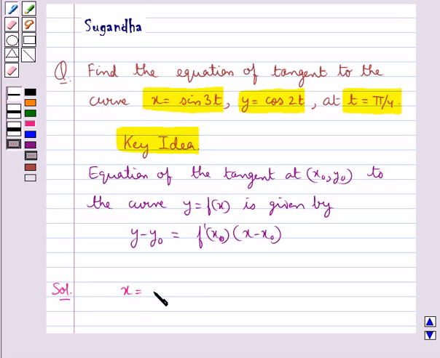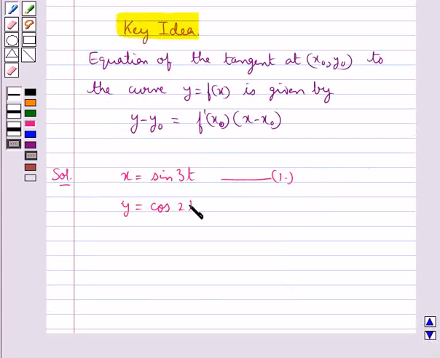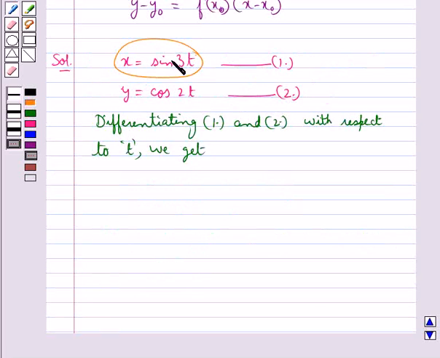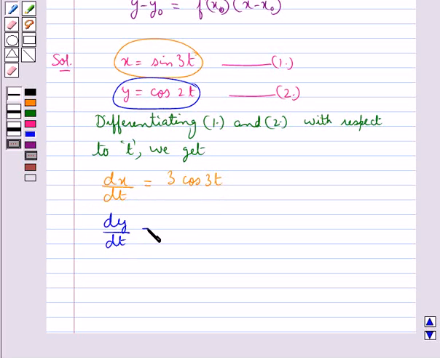Now the given curves are x equal to sin 3t, let this be equation 1, and we have y equal to cos 2t, let this be equation 2. Now in the next step, we have differentiating the equations 1 and 2 with respect to t, we get, that is, on differentiating this equation x equal to sin 3t, we have dx upon dt is equal to 3 cos 3t. Then on differentiating this equation y equal to cos 2t with respect to t, we get dy by dt is equal to minus 2 sin 2t.